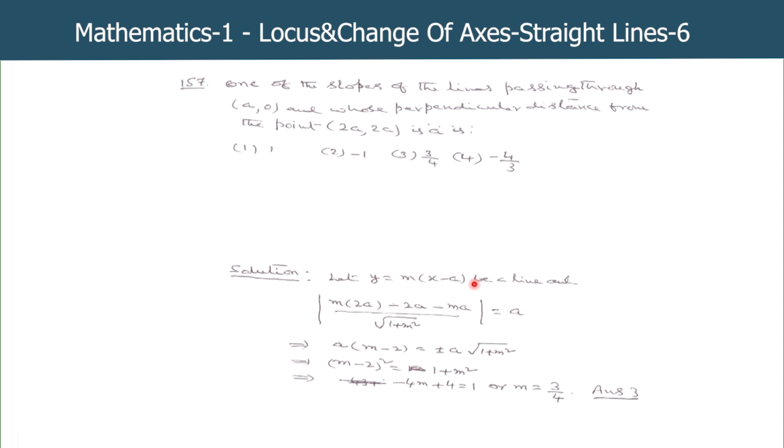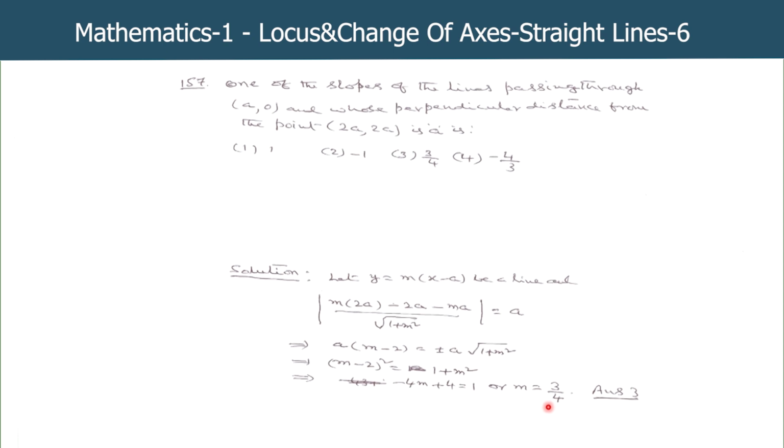Now, the distance of this line from 2a comma 2a is m into 2a minus ma by square root of 1 plus m square, and this distance is given to be a. So if you simplify that, you will have m is equal to 3 by 4. And the other one is a vertical line, which has slope infinity. You will get two signs, and with one sign the slope m value is 3 by 4, and with the other sign you will take m is equal to infinity. That means a vertical line. So that is why it was one of the lines.